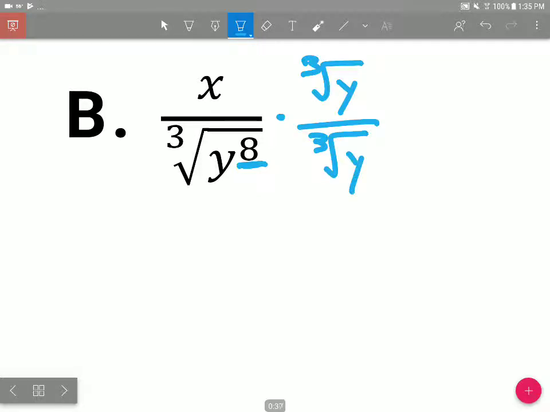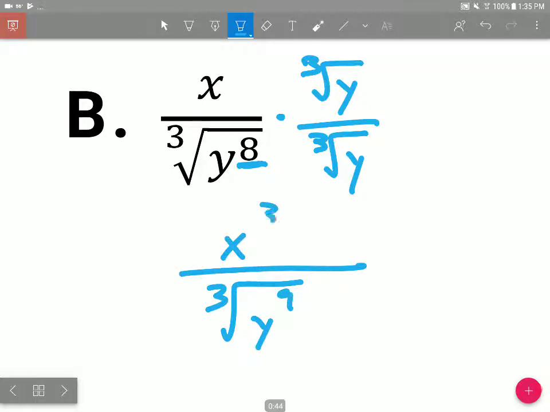So that is now the third root of y to the 9th on bottom, and x times the third root of y on top. Cool?